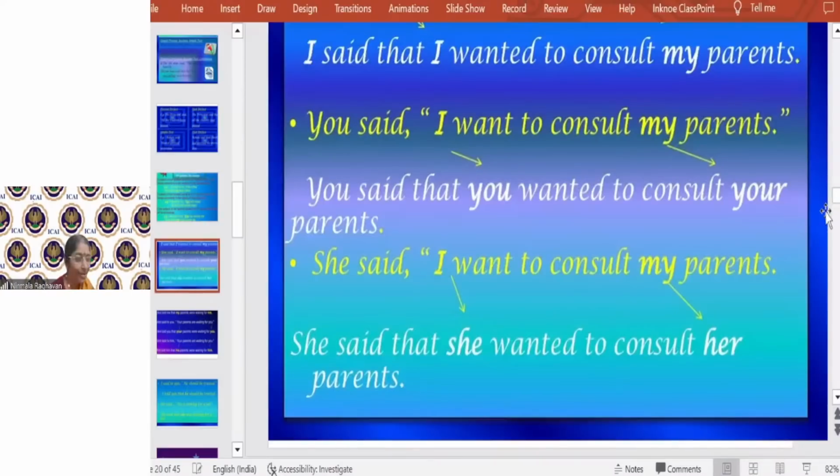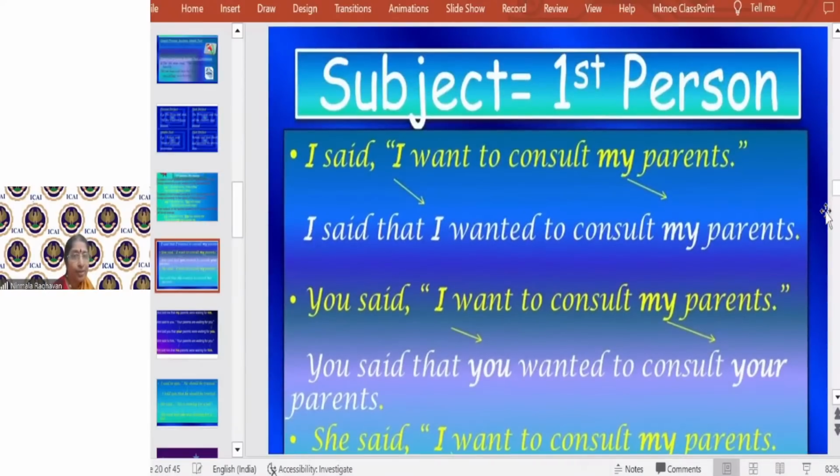Now we move on to the next change that can happen. Subject is equal to first person. Now look at this. You see the arrows there. I'm not going to read it out for you.